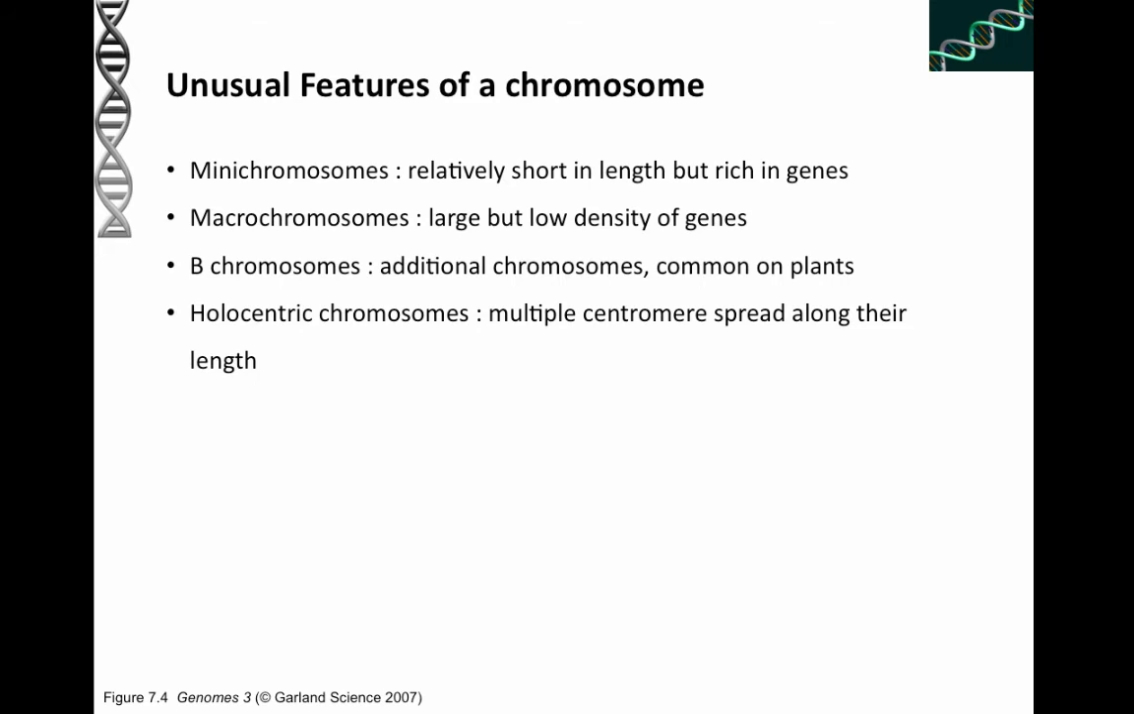B chromosomes are additional chromosomes on top of the normal number of chromosomes found in each system, and these B chromosomes are commonly found in plants. Holocentric chromosomes are a very interesting structure with multiple centromeres spread along their length.